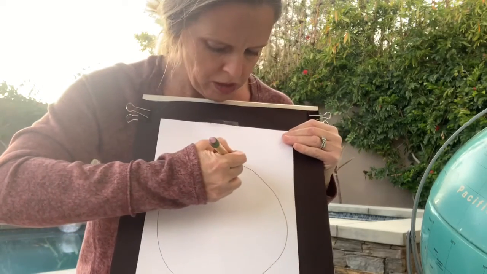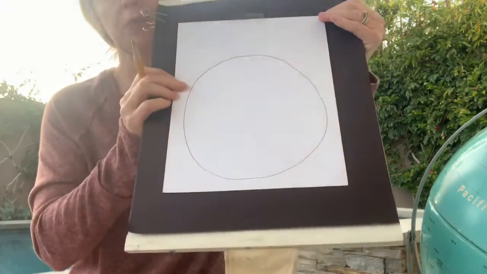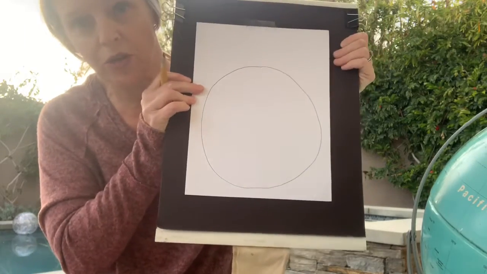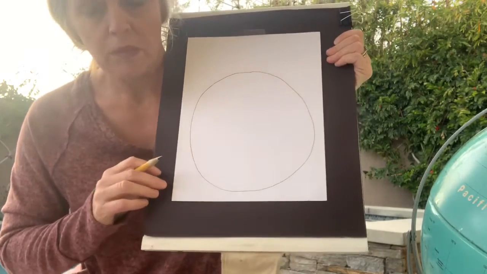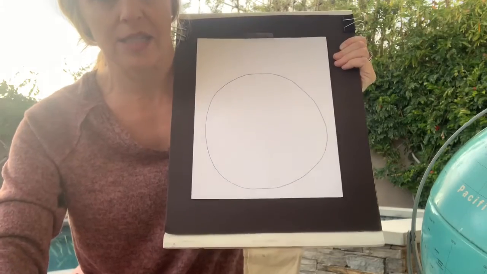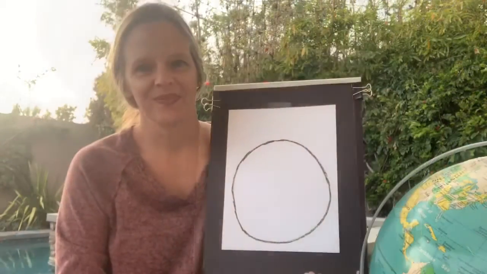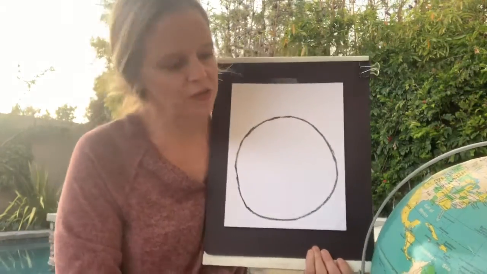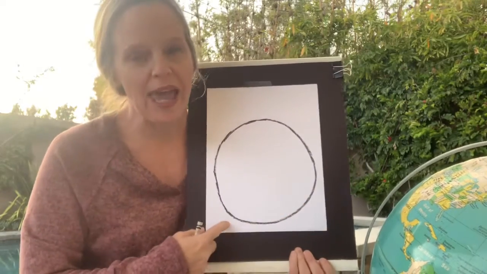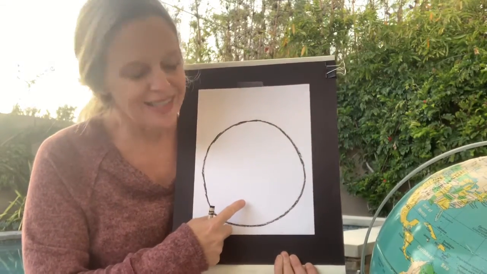Okay, and I'm not worrying about it if it's not perfect, but that's pretty good. I have a pretty good sized circle there. And I'm gonna go over it with black crayon so that it's nice and dark for you, okay? Okay, so I have my circle, which is my globe, and we're gonna start with South America first.